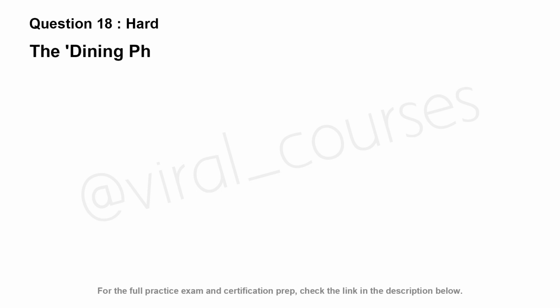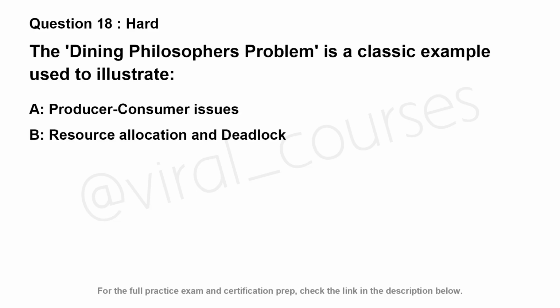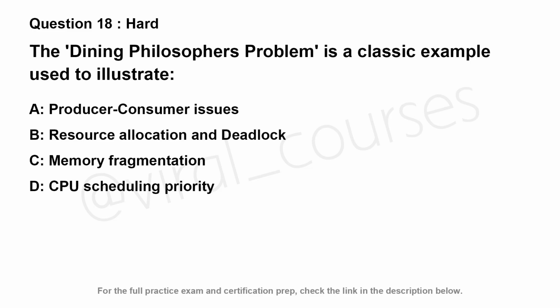The dining philosopher's problem is a classic example used to illustrate: Option A. Producer-consumer issues. Option B. Resource allocation and deadlock. Option C. Memory fragmentation. Option D. CPU scheduling priority.